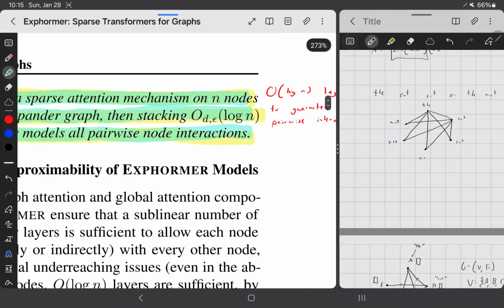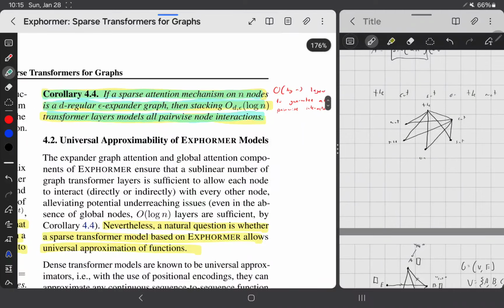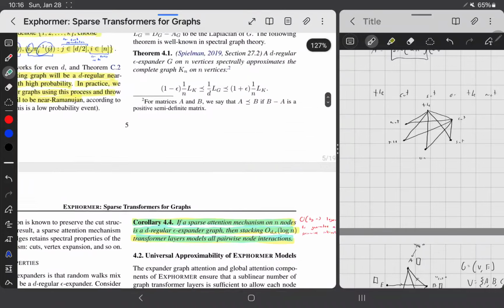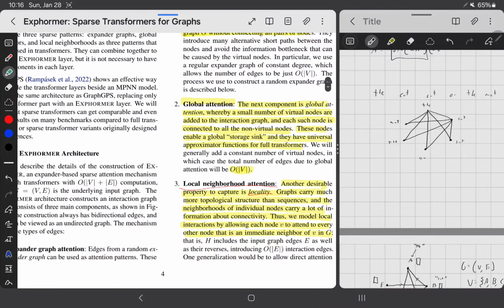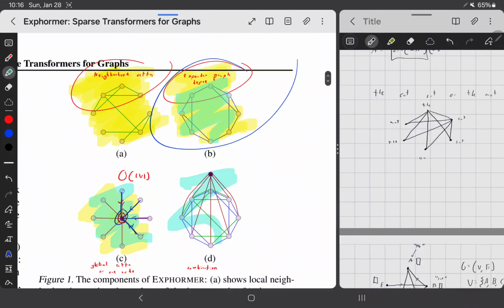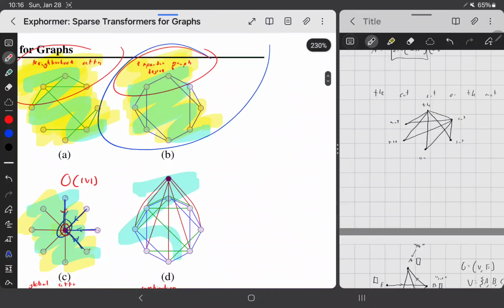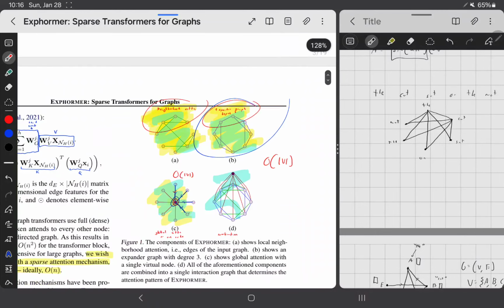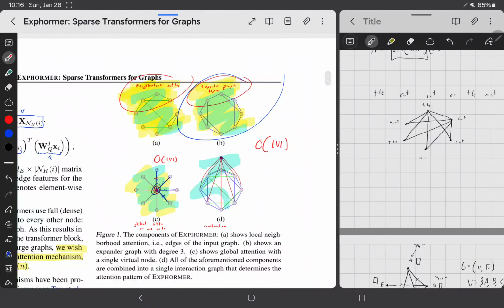So if you stack log n layers, then you basically have a fully connected graph. It's going to be more than fully connected, but it's going to be at least fully connected. Oh, and I don't know why I forgot to mention this. This is linear in time. This right here is linear in time. This is linear in time, and this is linear in time. So in all, this is big O of v. So Exphormer is linear with the number of vertices you have, or the number of tokens you have in a sequence, which is a very nice property.